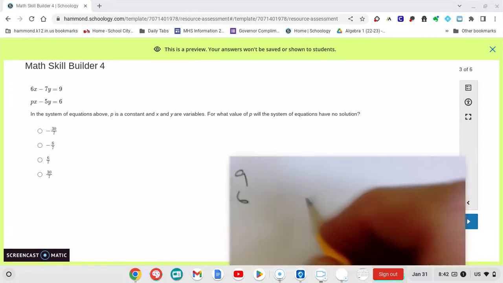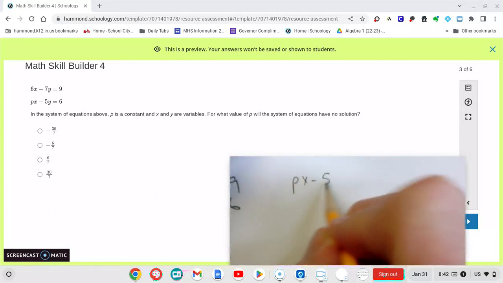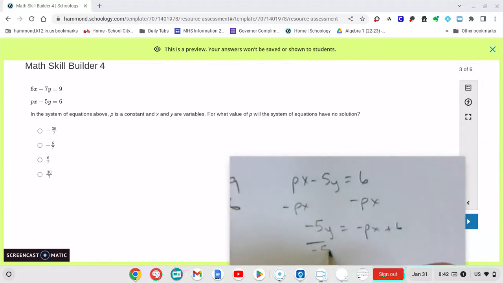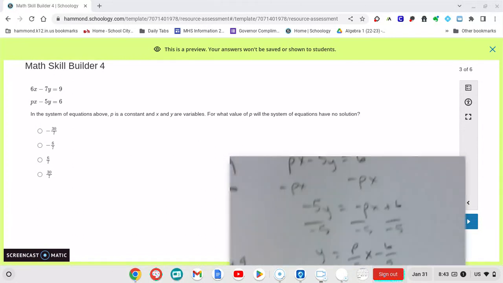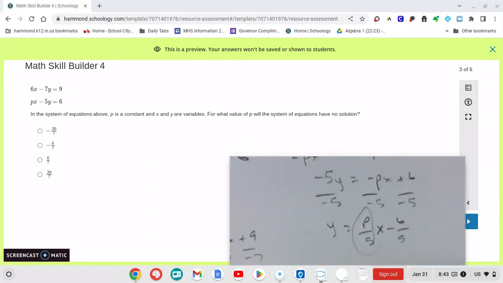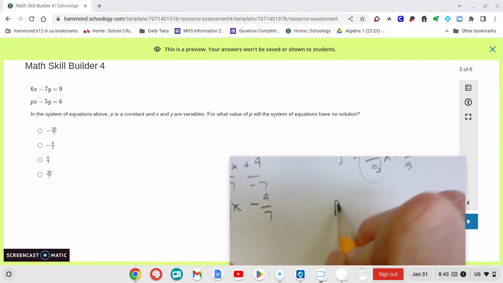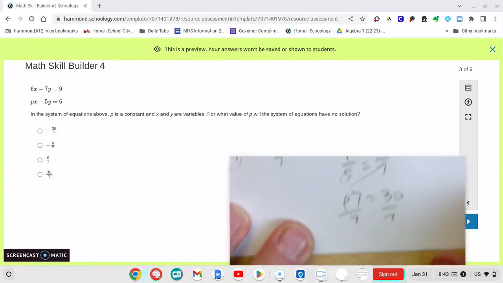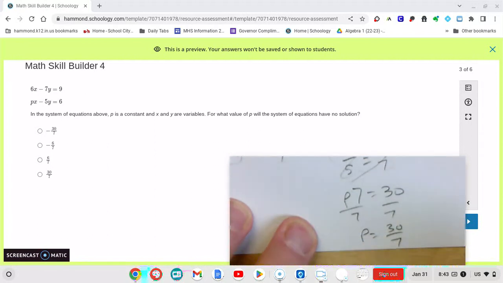Now we need to solve our second equation for y. And we find out that the slope of our second equation is p over 5. All right, then. So now our job is to find out when p over 5 is equal to 6 over 7. So now you've got a proportion, which we know in any proportion the cross products are equal. So p times 7 equals 30, and p equals 30 over 7.